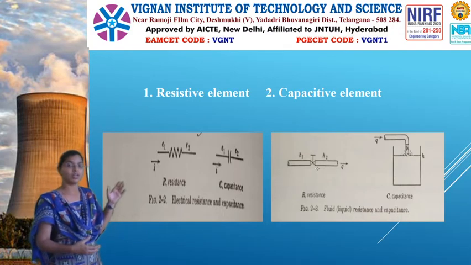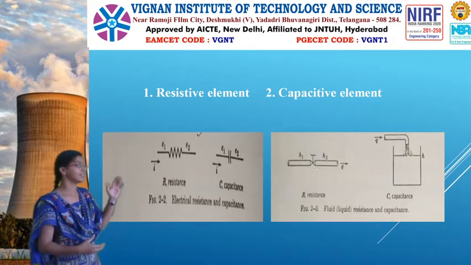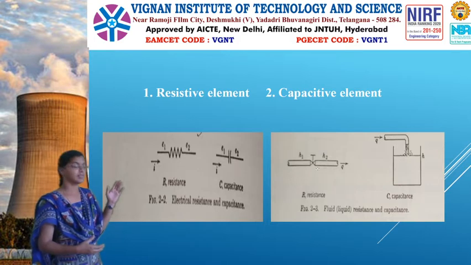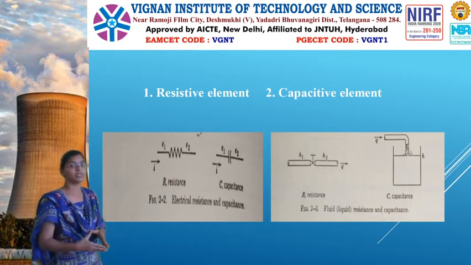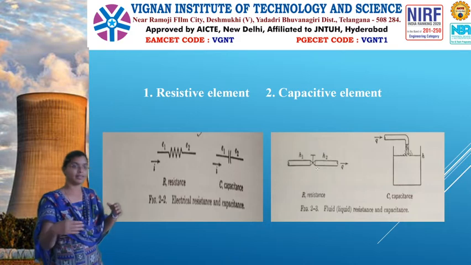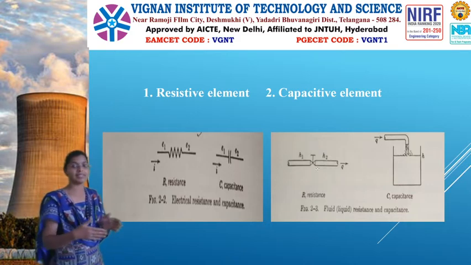By Ohm's law, what is the resistance value here? R is equal to V by I, or nothing but V is equal to I into R, we can write. We can relate this to the normal process industry where flow exists. Like in normal pipes, there exist some restrictions with the walls, so there the resistance will exist.